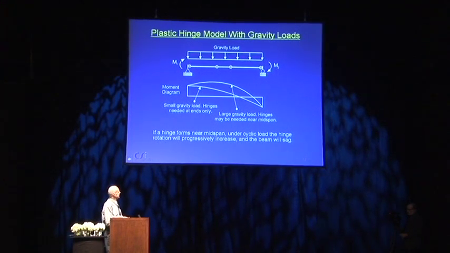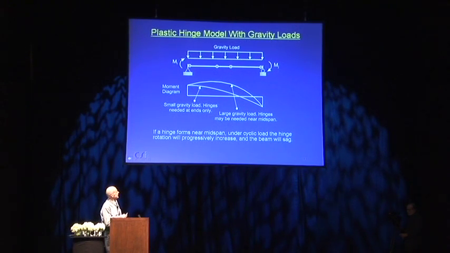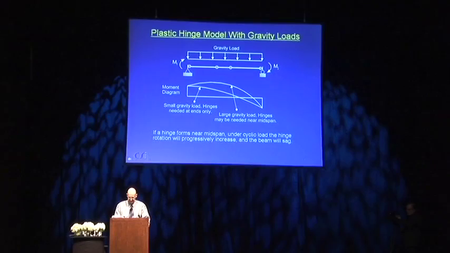One of the problems indicated here: if you have hinge formation in the middle, and you push the structure in one direction, the hinges will form in the middle. If you push the structure back in the other direction, they'll form in the same direction, so the beam will sag some more. This way, it'll sag some more. This way, it'll sag some more. It'll progressively sag under cyclic loading, and you probably don't want to have that happen. So it's a good idea to avoid having hinges form in the middle anyway.